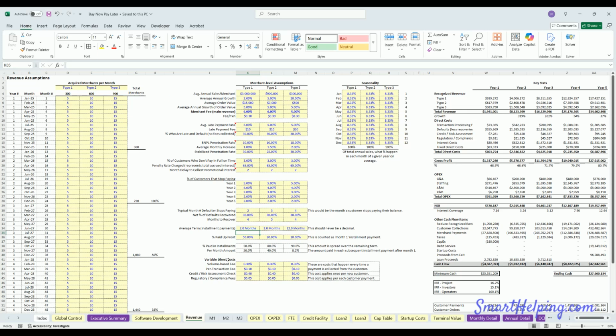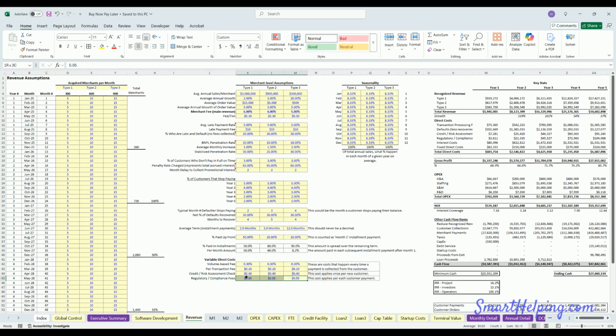And then next on this tab, the last thing is variable cost. So here there are some volume-based fees. This is just how much you're paying for payment processing potentially. This is when customers pay you back. There might be an interchange fee that costs you. There could be a per transaction fee. I also did a credit risk and assessment fee, which applies to each new customer once, and a regulatory and compliance fee, which applies to each customer payment.